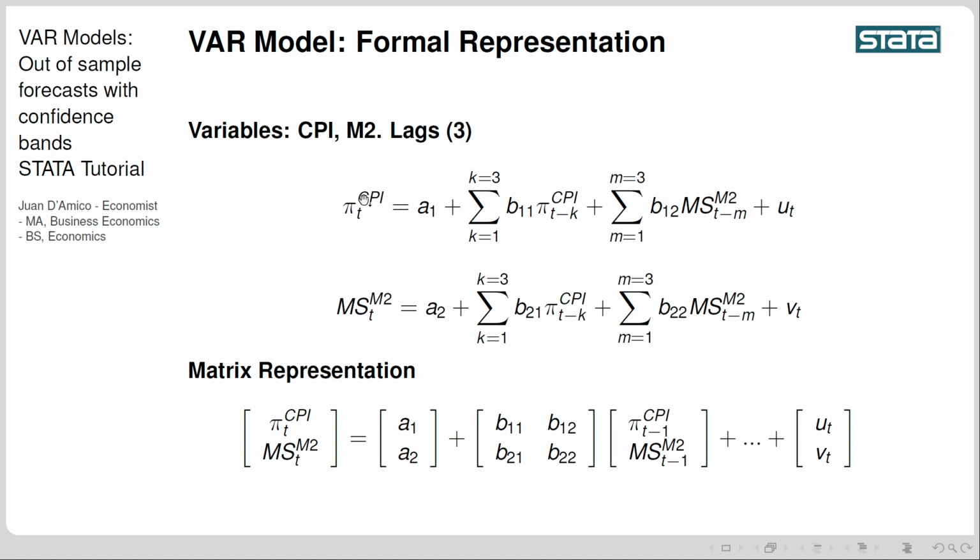So we have that CPI is explained by a constant, 3 lags of the variable CPI, and 3 lags of the variable money supply. Money supply is going to be explained by a constant, 3 lags, as you can see, of inflation, 3 lags of money supply. And if you need to take this to a matrix representation, you would write it the following way.